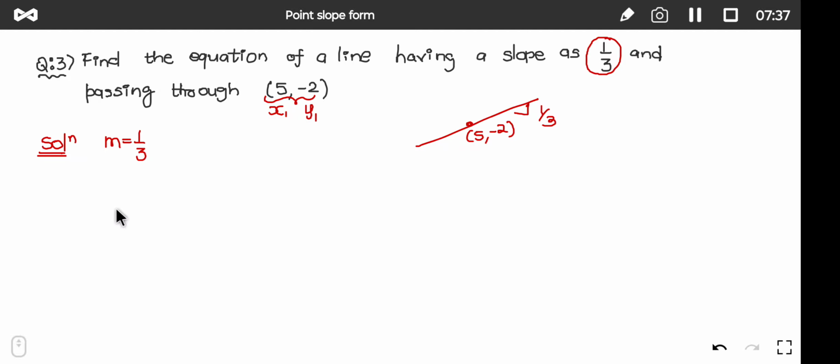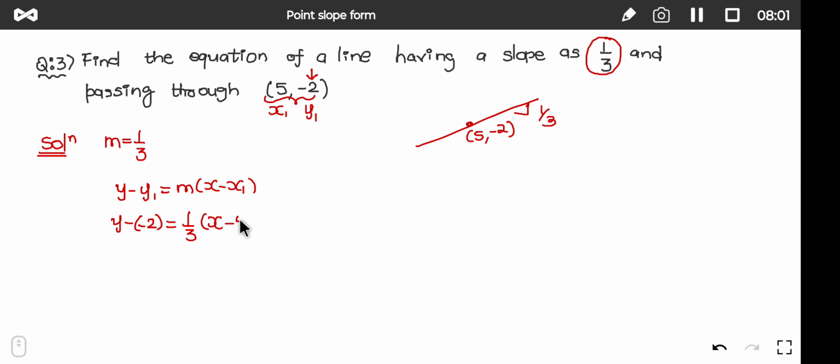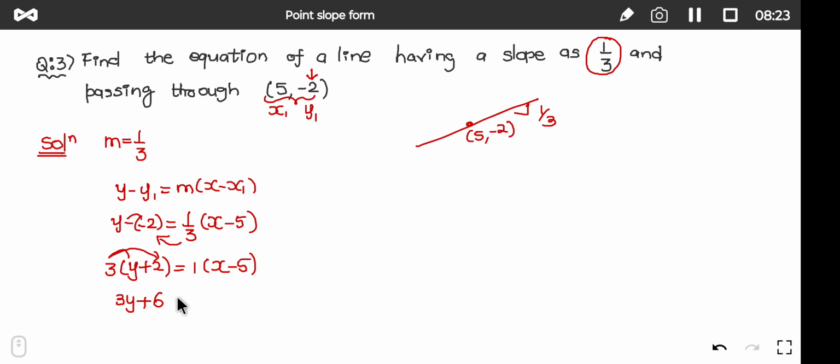Okay, so we can directly apply the formula y minus y1 is equal to m times x minus x1. So y minus y1, so the value of y1 is minus 2. So inside the bracket minus 2 is equal to slope, which is 1 upon 3, into x minus x1. So x1 is here 5. So if we take this 3 in the cross multiplication, we will get 3 inside the bracket y, here minus minus gets plus 2, is equal to 1 times x minus 5. So let's multiply this 3 inside. So 3 into y, which is 3y, plus 3 into 2, which is 6, is equal to 1 into x, which is 1x, that will be the same as x, minus 1 multiplied by 5, which is 5.